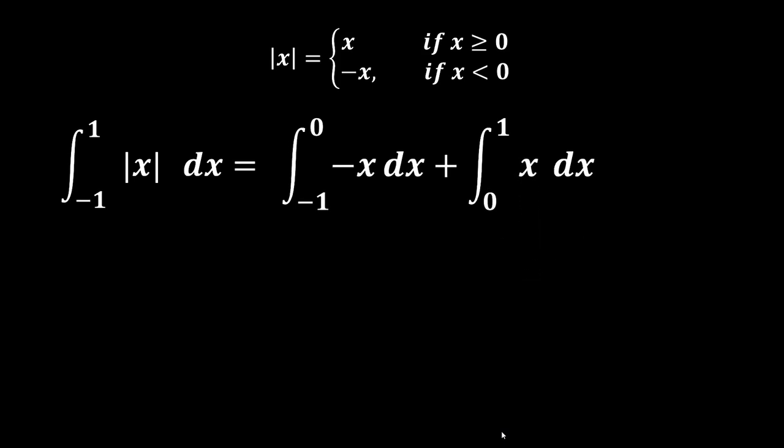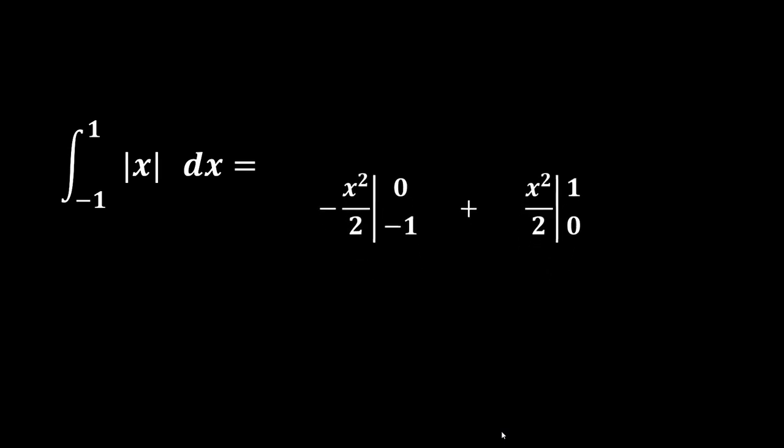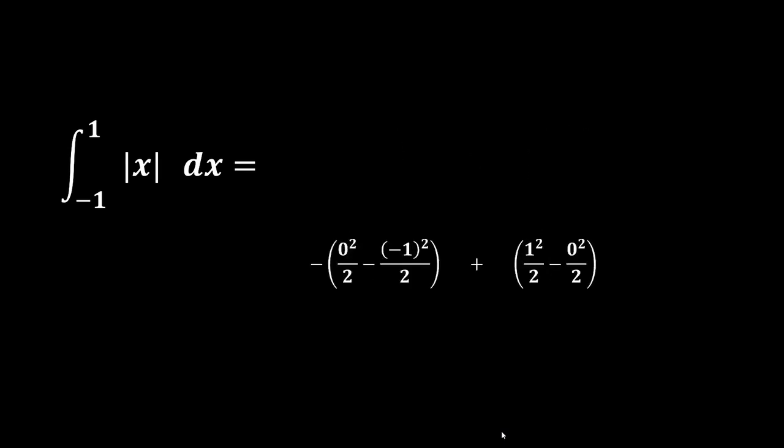Next, we evaluate these integrals. On the first integral, the antiderivative of -x will be -x squared over 2, and we will evaluate from -1 to 0. On the second integral, the antiderivative of x is also x squared over 2, and we evaluate from 0 to 1. Now we make the substitutions, and then we will have on the first term 0 squared over 2 minus (-1) squared over 2. On the second term, we'll have 1 squared over 2 minus 0 squared over 2.